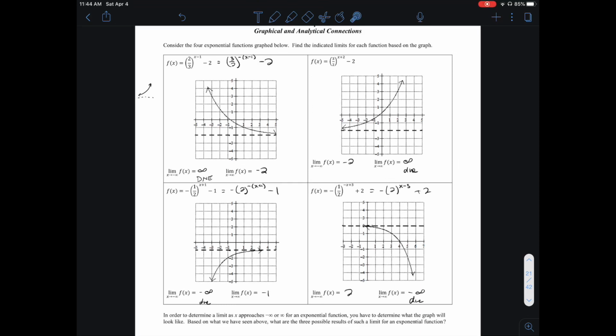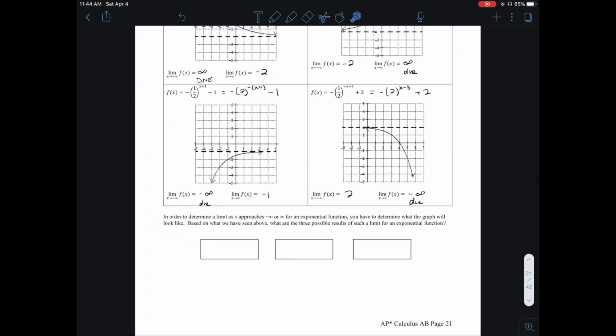These four graphs, as a whole, we have examined every scenario for an exponential function. We've examined one with no reflections. We've examined one with only one horizontal reflection. We've examined one with a vertical and horizontal reflection. We've examined one with only a vertical reflection.